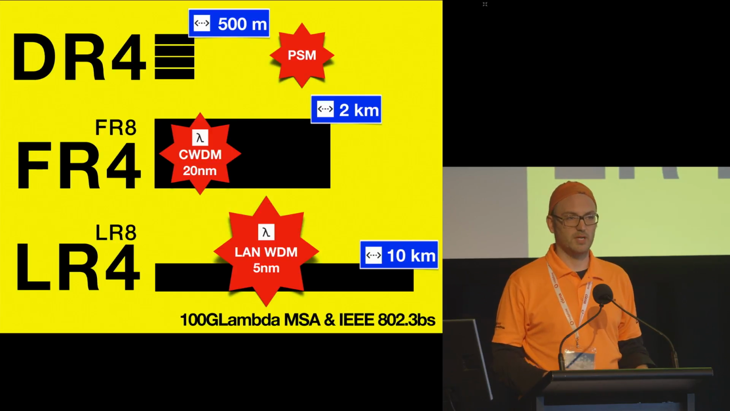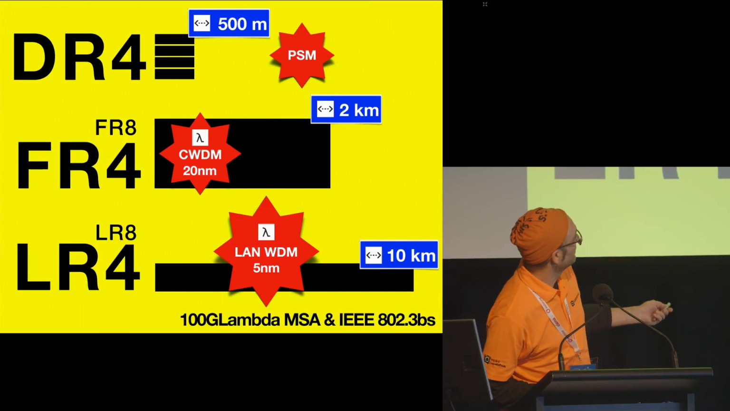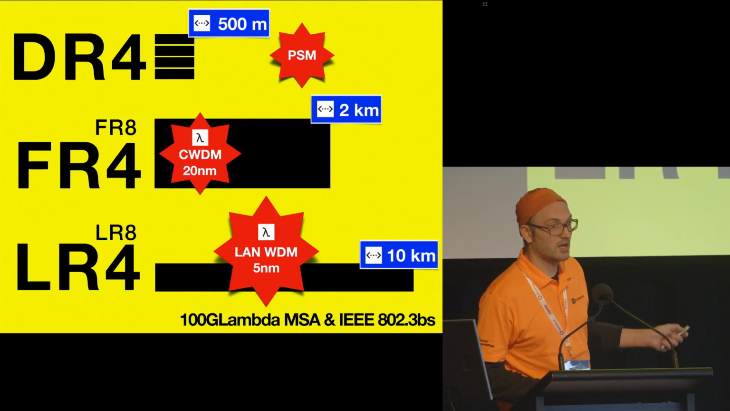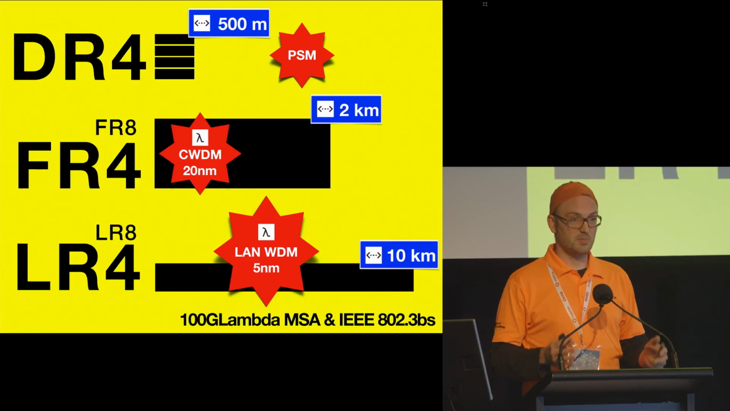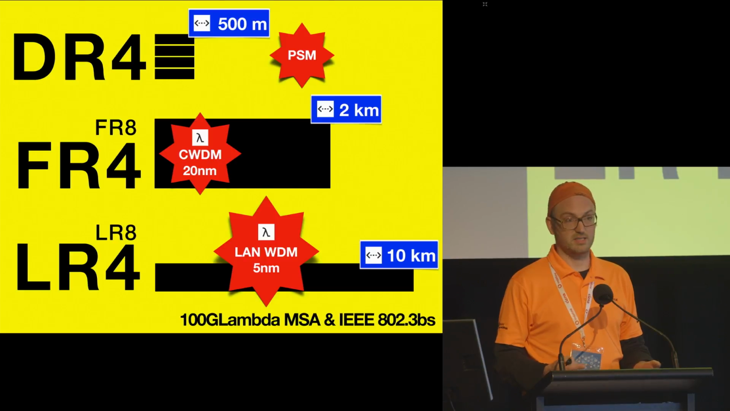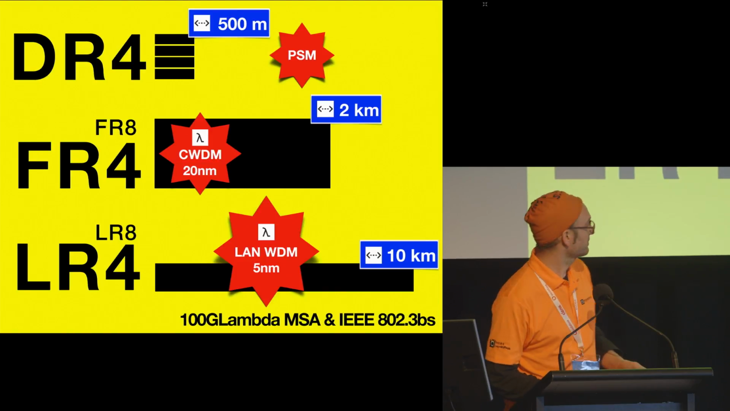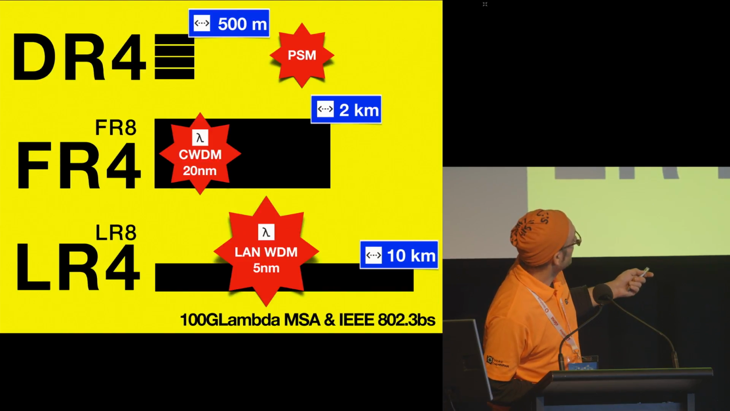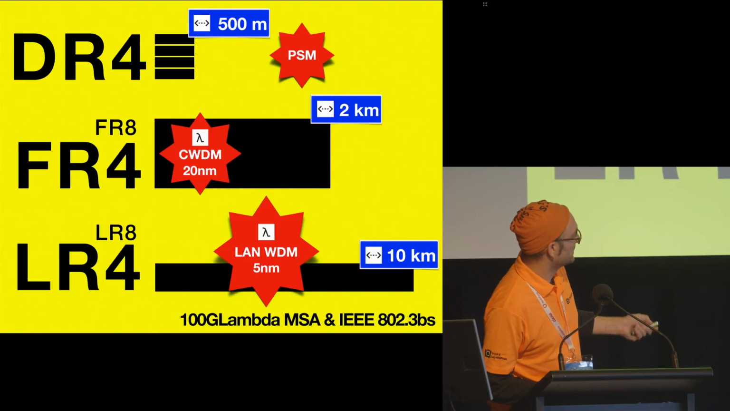So why is that CWDM 20 nanometer spacing so interesting? It is cheaper to build than the LAN WDM 5 nanometer, because stabilizing a laser with a spacing of 20 nanometer is less expensive compared with 5 nanometer, to keep it stable over the lifetime of that transceiver. It will be available up to 2 kilometers, and LR4 for sure up to 10 kilometers.